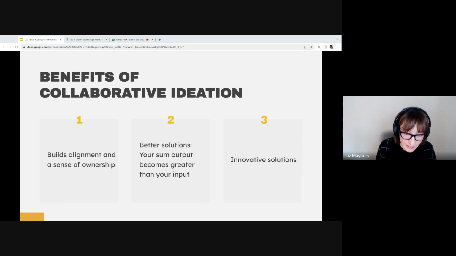The second point, which I've touched on a little already, is you get better solutions. Your sum output becomes greater than your input when you combine multiple ideas from different perspectives and different viewpoints. You have discussion and ideation. As a group, you get much more than you could attain as individuals.